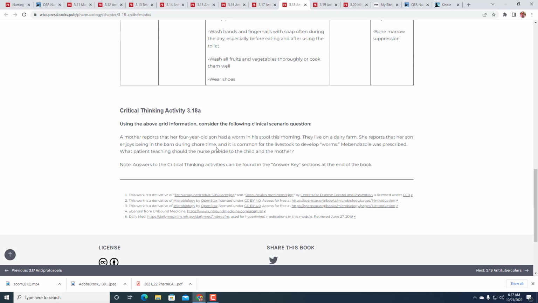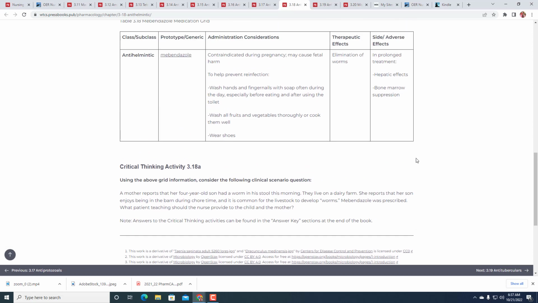3.18a, a mother reports that her 4-year-old son has a worm in his stool this morning. They live on a dairy farm. She reports that her son enjoys being in the barn during chore time. It's common for the livestock to develop worms. Mebendazole was prescribed. What patient teaching should the nurse provide to the child and the mother?